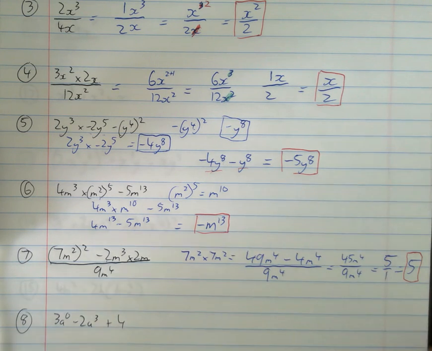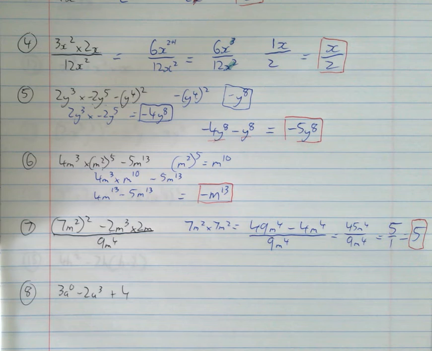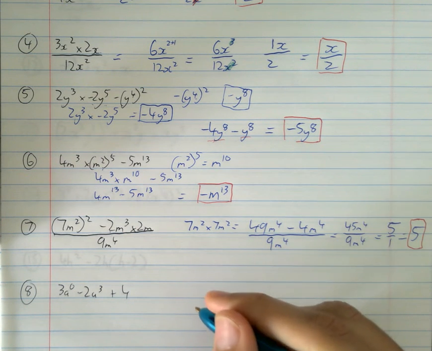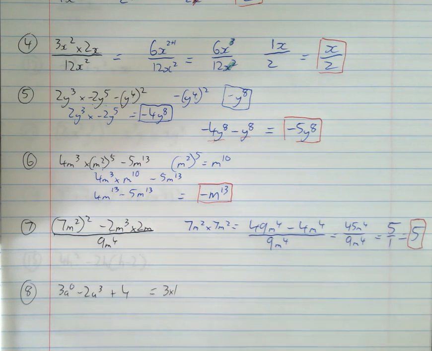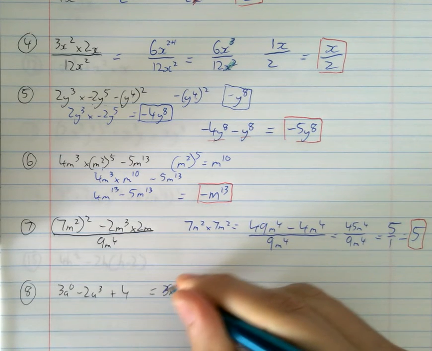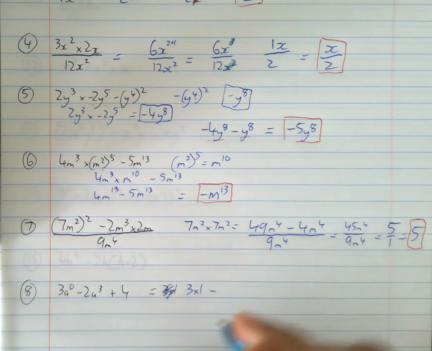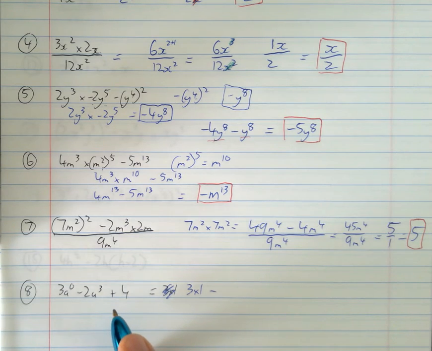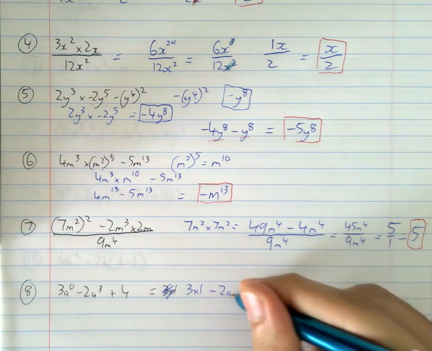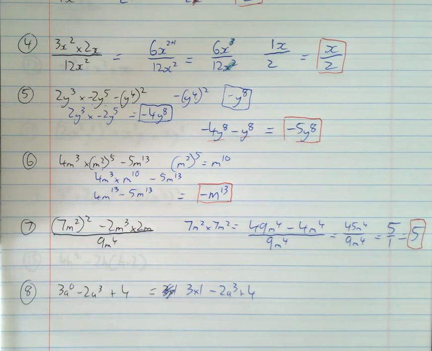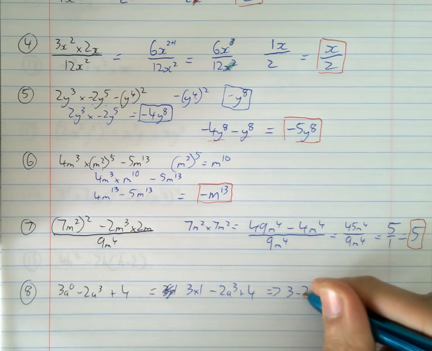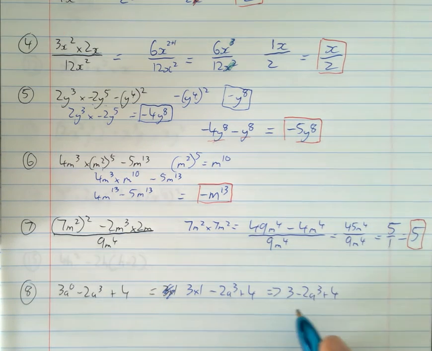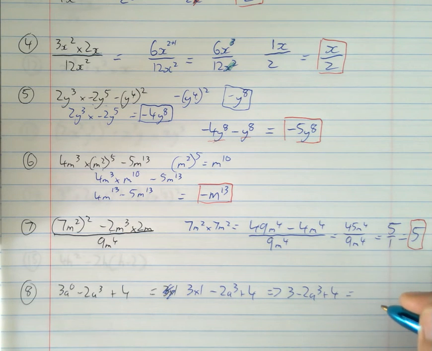Last one of this page. 3a to the 0. Anything to the 0 is 1, but because there's 3 lots of it, that is 3 times 1. Oh, should have been blue pen. 3 times 1 for the first part. Take 2a cubed plus 4. That all stays the same. You will end up having 3 take 2a cubed plus 4. 3 take 4 will be minus 1.